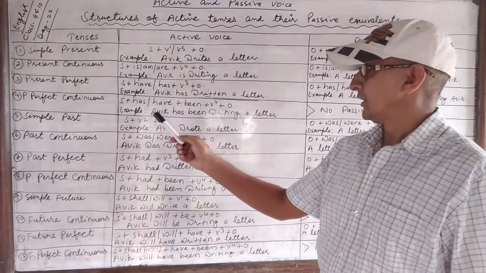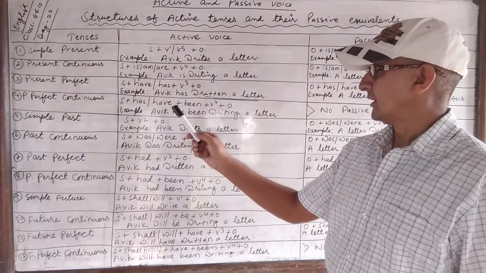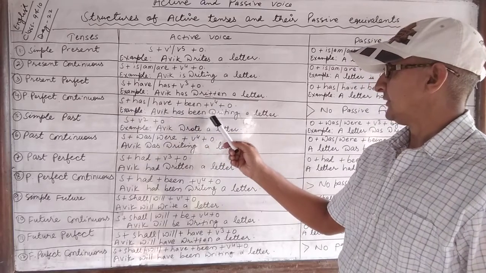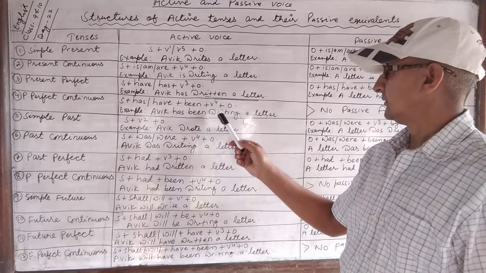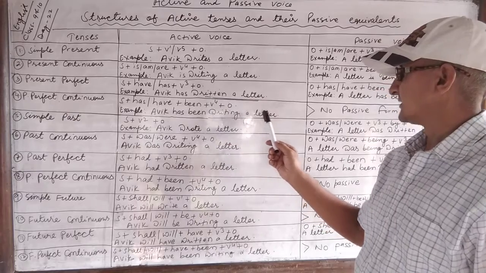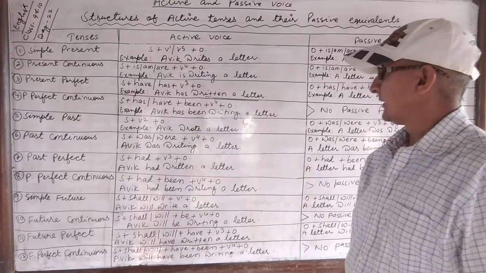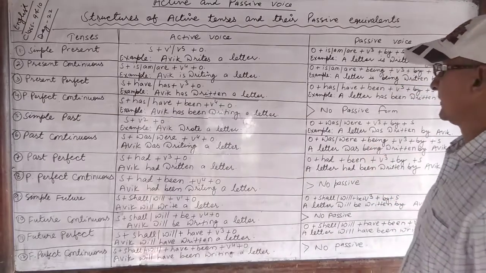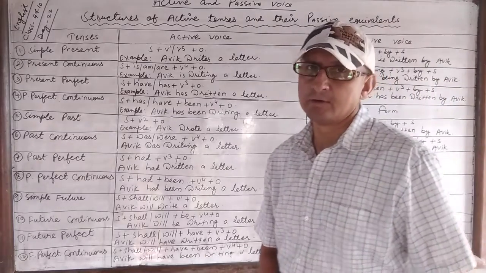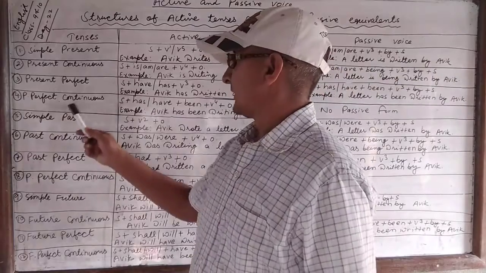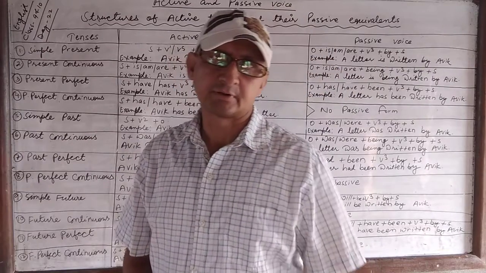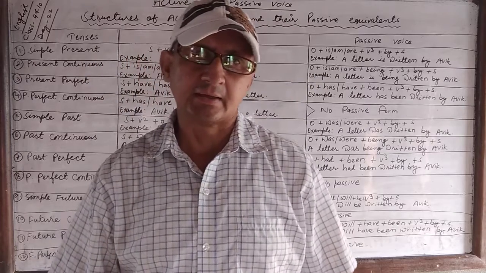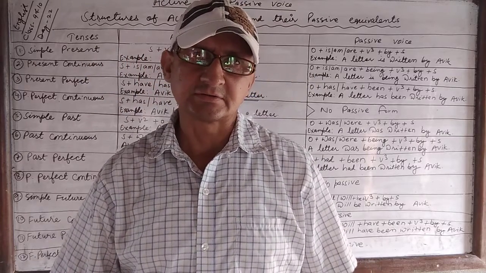Avik is the subject, with singular subject Avik we have used has, and then been and V-ing, writing, okay, and a letter is the object. Okay. And there is no passive form of the present perfect continuous tense. Present perfect continuous tense has no passive equivalent.